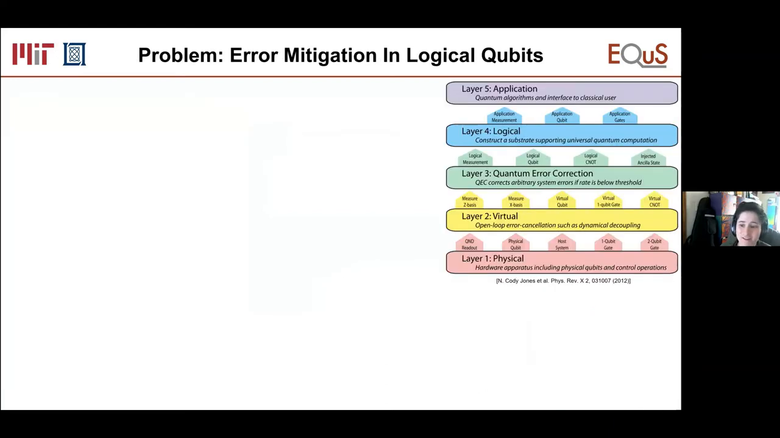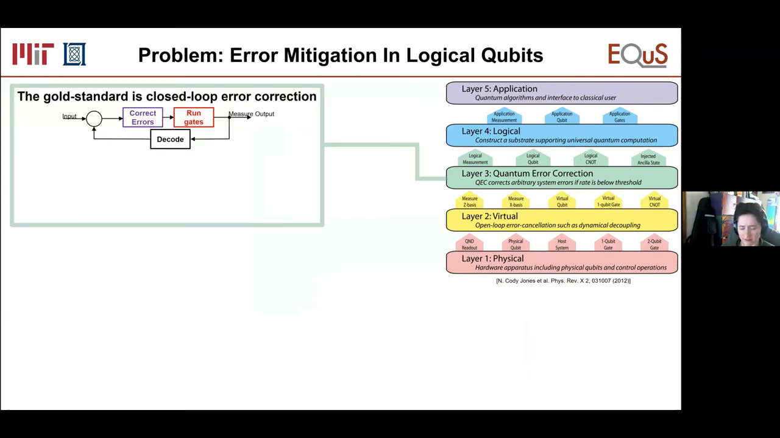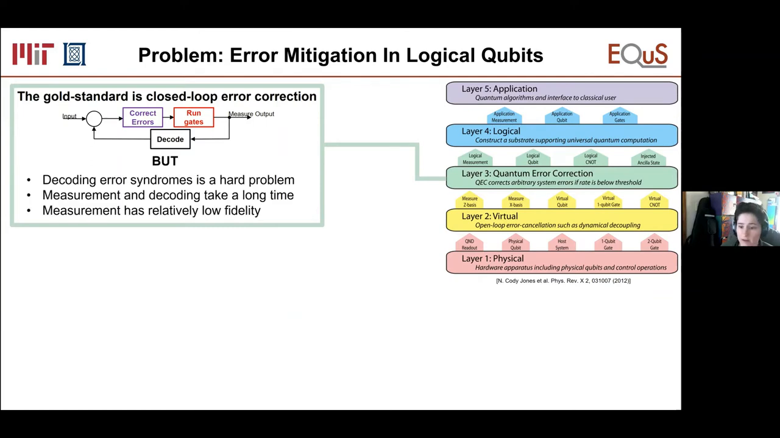And as a field, we've spent quite some time thinking about error mitigation. And the gold standard dream for the future is, of course, to have closed loop feedback-based error correction. But for many reasons, this is challenging to implement in the near term. Decoding error syndromes is hard, and decoding as well as measurement take a long time compared to the qubit lifetime. So you accrue a lot of incoherent errors. And measurement also has a relatively low fidelity compared to single and now two qubit gates.